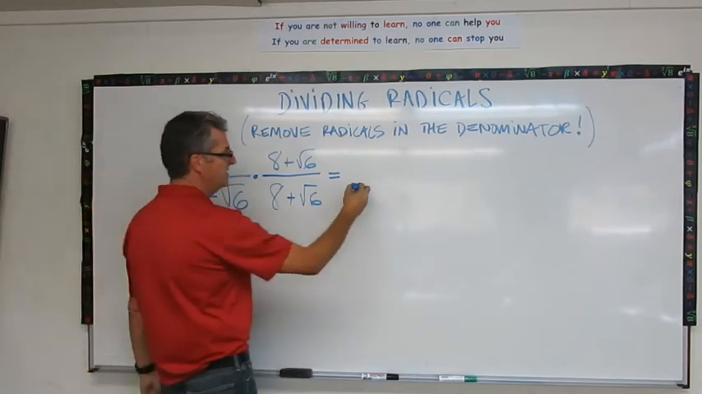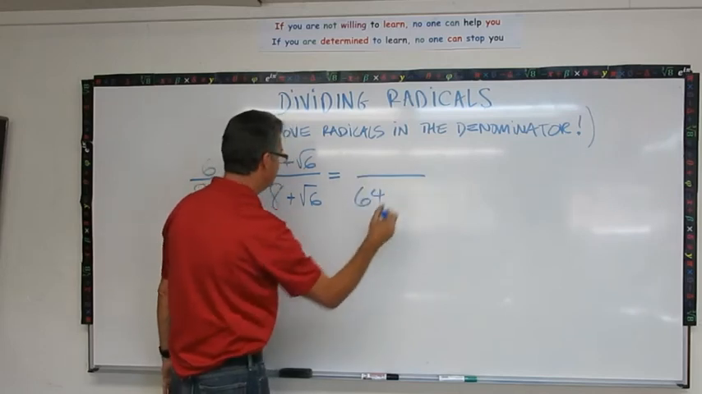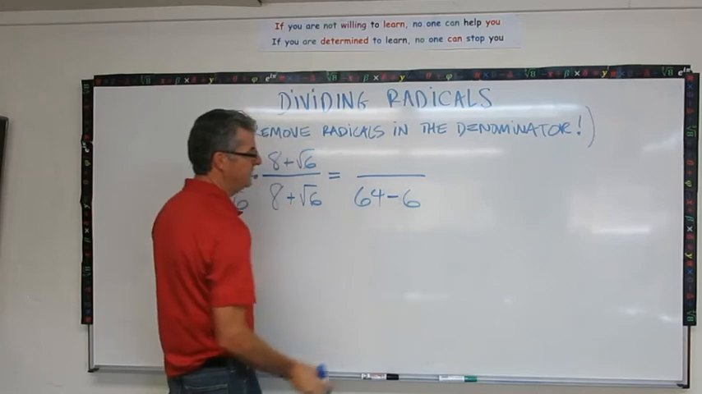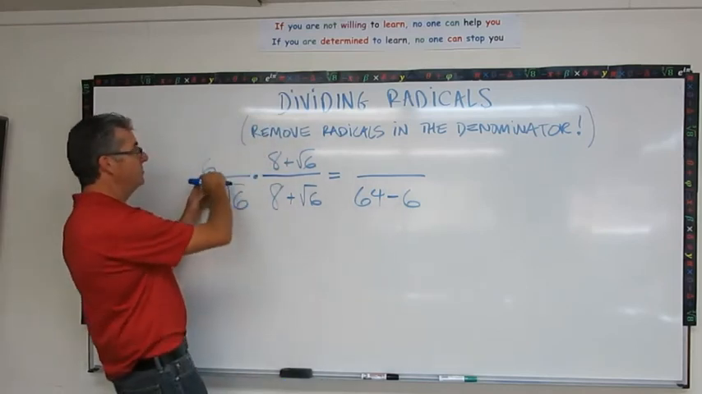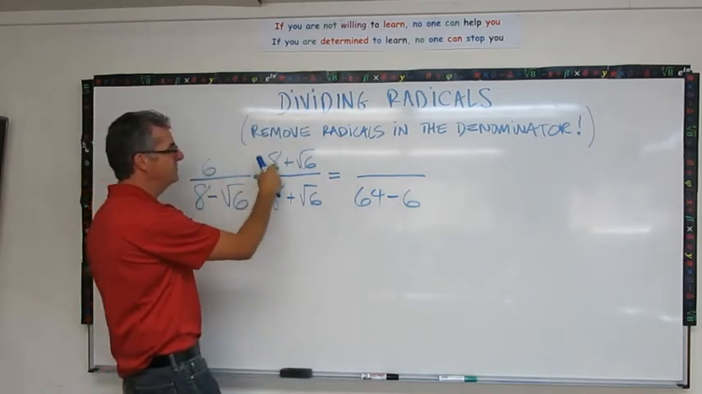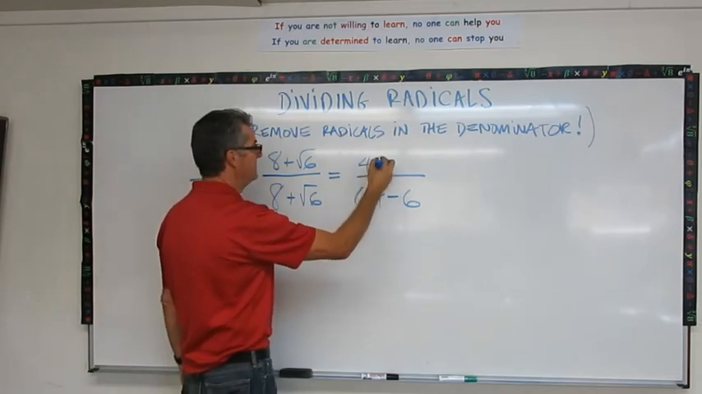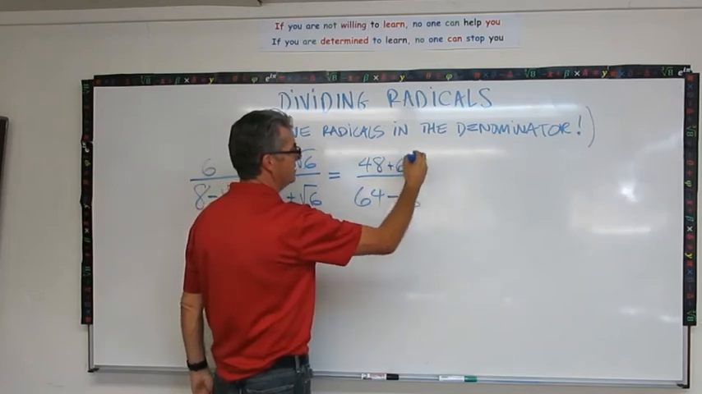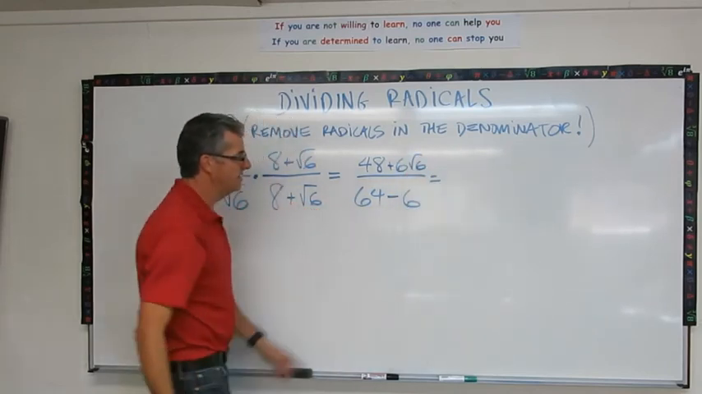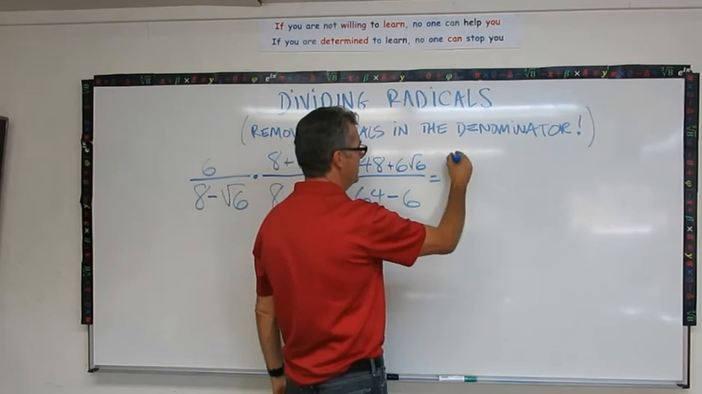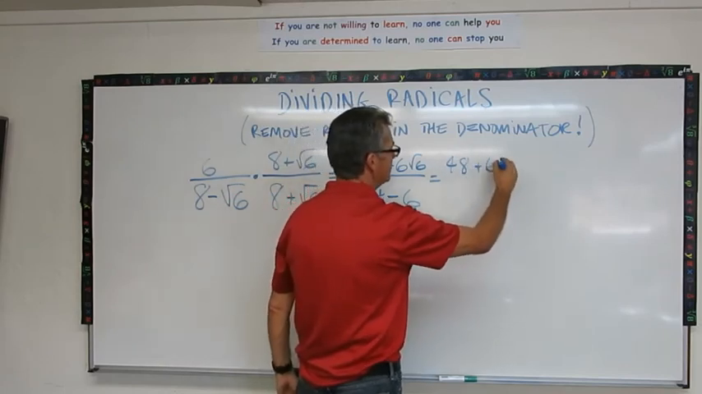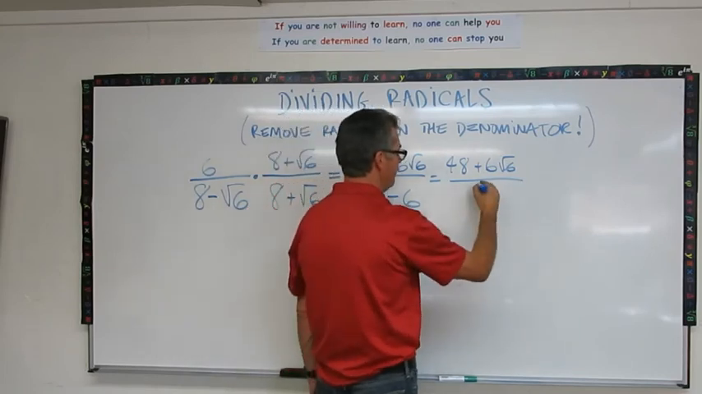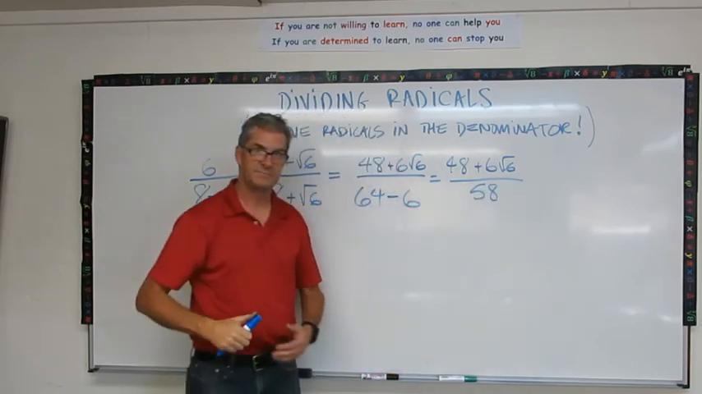So 8 squared is 64, fraction bar. Root 6 squared is just 6. So I have 64 minus 6 on the bottom. Do my distributive property, rainbow. 6 times 8, that's 48. And then 6 times root 6 is just 6 root 6. Now I can combine my bottom. 48 plus 6 root 6 all over 64 minus 6 is 58.